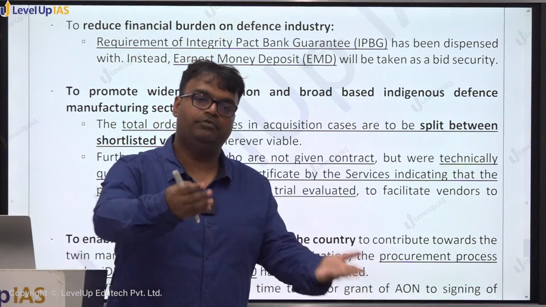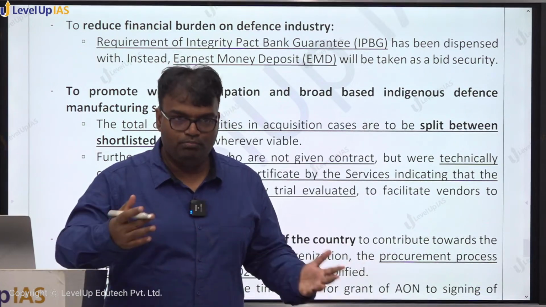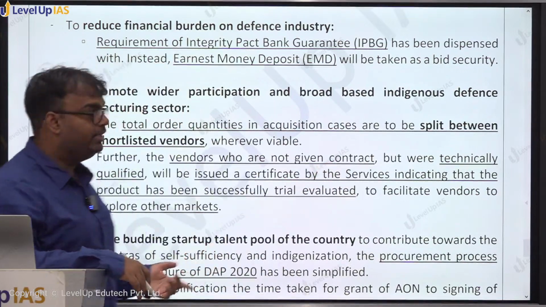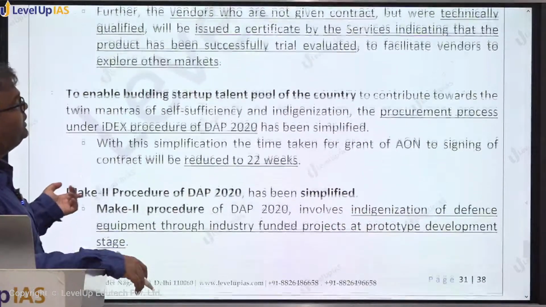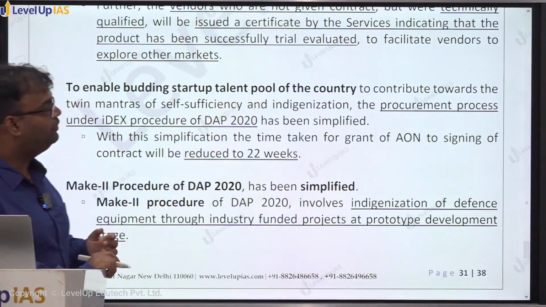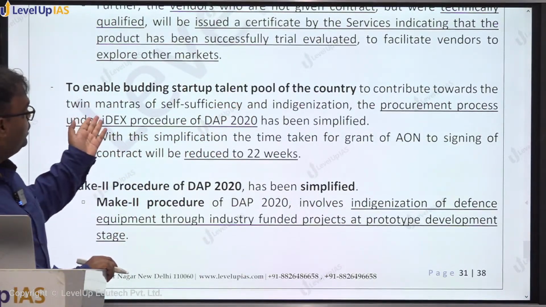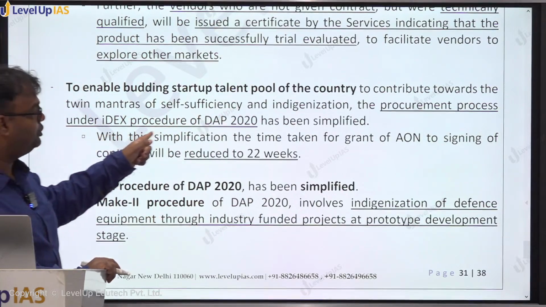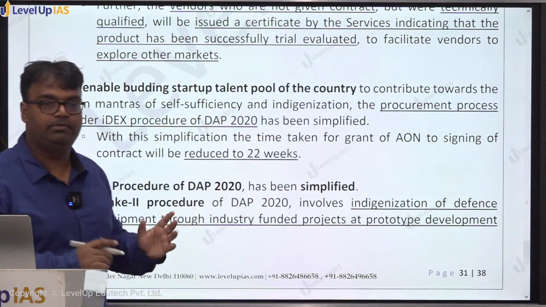It will divide the work between 2 companies so that more Indian companies are able to participate in these projects. To enable the budding startup talent pool of the country to contribute towards the twin mantra of self-sufficiency and indigenization, the procurement process under the iDEX procedure of DAP 2020 has been simplified.